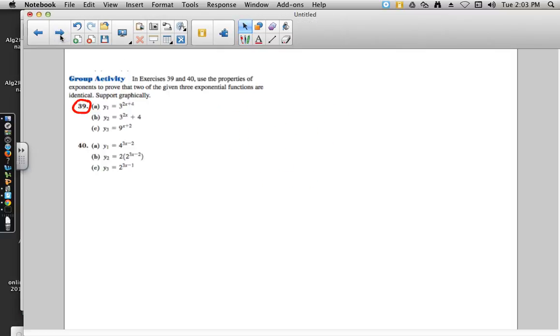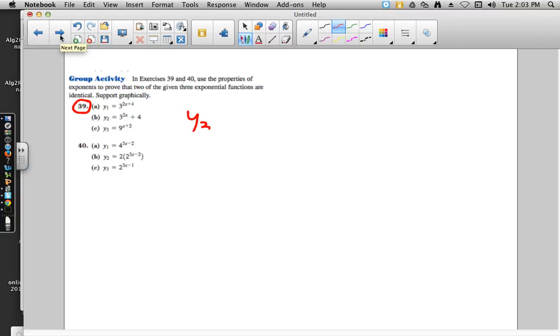Number 39 says in exercises 39 and 40, use the properties of exponents to prove that two of the given three exponential functions are identical. Support that graphically. I don't know that I'm going to show you the graphical part of this, but the first thing you should be suspicious of is, why did they put a 9 there? The other bases are 3's. Well, that's what they want us to remember.